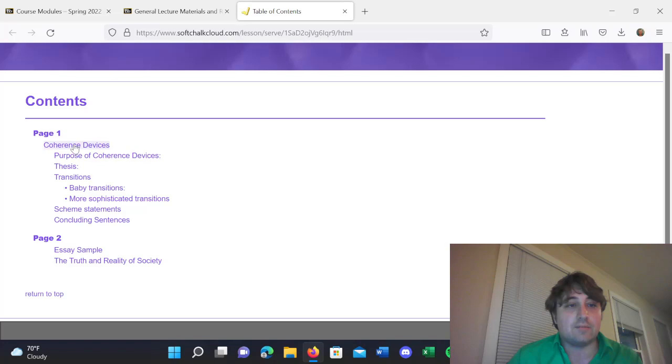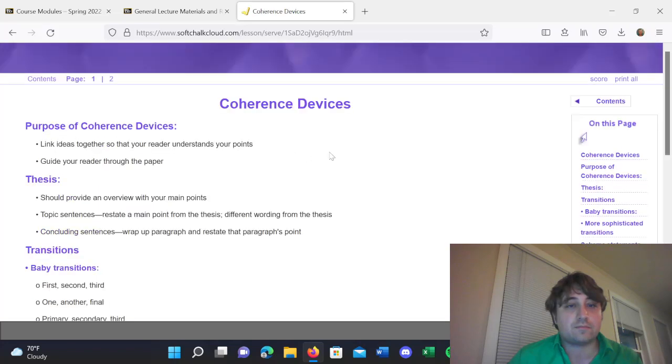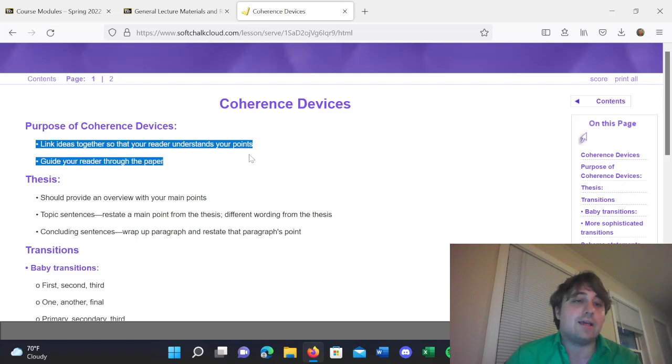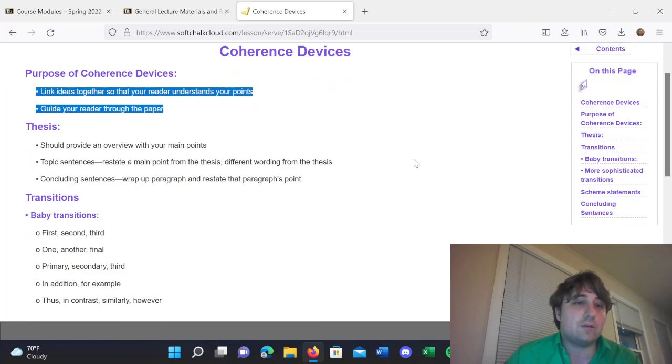The next thing. So, coherence devices. What is that? So a coherence device is just a part of your writing that links together ideas so that the reader understands your points. It guides the reader through the paper. So we want lots of things in our writing to be coherent, right? That's clear, concise, for the reader to understand.